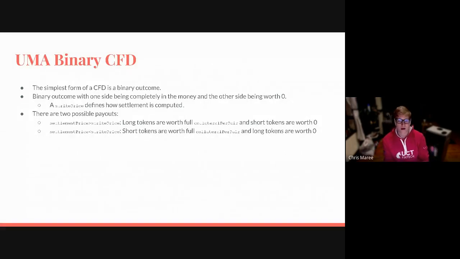This might be for a binary outcome on a bet on a price, or it might be on a real world event, whatever the case may be. And we can define a strike price in a simple example where we basically look at whether or not the settlement price is above or below a strike price. So if the settlement price is above the strike price, then each long token is worth 1 unit of collateral per pair, and the short tokens expire worthless. And equally, if the settlement price is less than the strike price, then the opposite is true, where the short tokens are worth collateral per pair and the long tokens are worth 0, right?